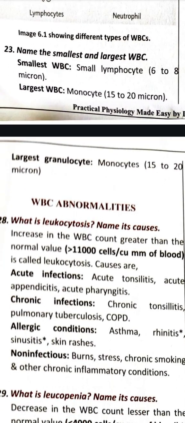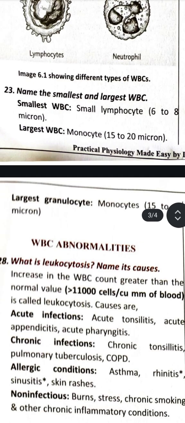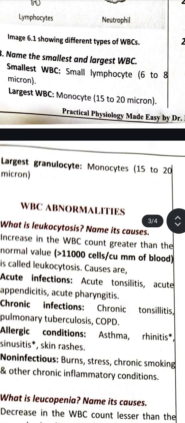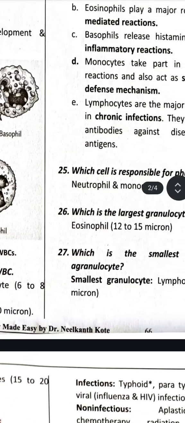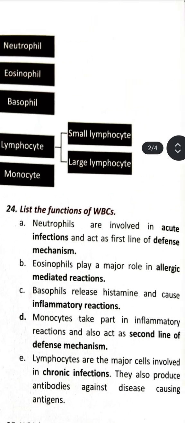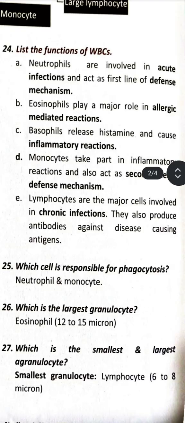And among the granulocytes, largest granulocyte is monocyte, which is 15 to 20 micron. I think there's a printing mistake. It should be largest agranulocyte, that is monocyte, and obviously among the WBCs, monocytes, that is 15 to 20 microns, are always the largest WBCs.